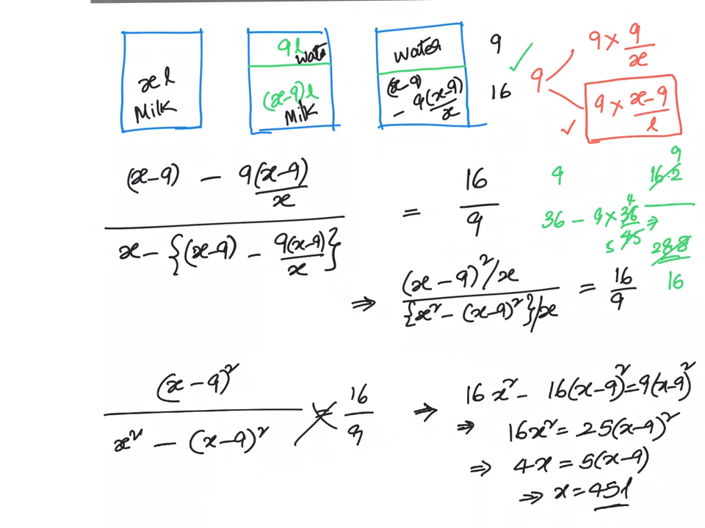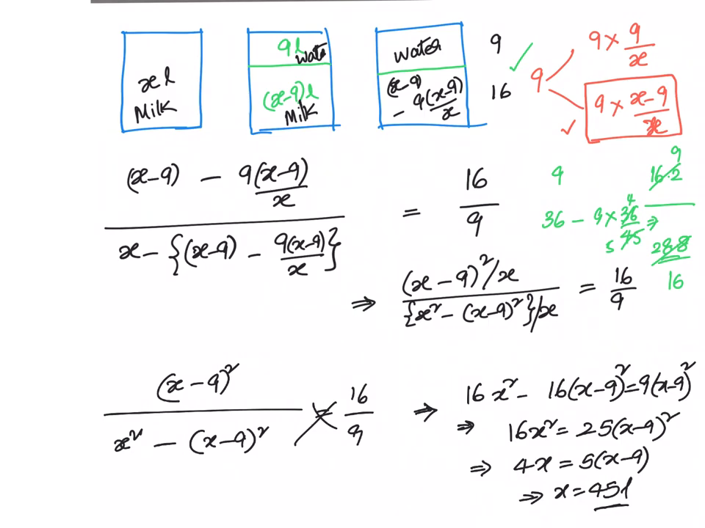We started with x. We removed 9 liters of milk. It becomes x minus 9 of milk and 9 liters of water. Now next time when we remove 9 liters, it has to go from both milk and water in their respective ratios. So this is where the milk removed will be 9 into x minus 9 by x, whereas the water removed will be 9 into 9 by x. So the milk left out will be x minus 9 minus 9 into x minus 9 by x.